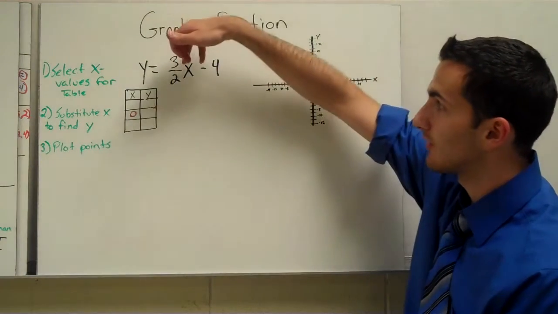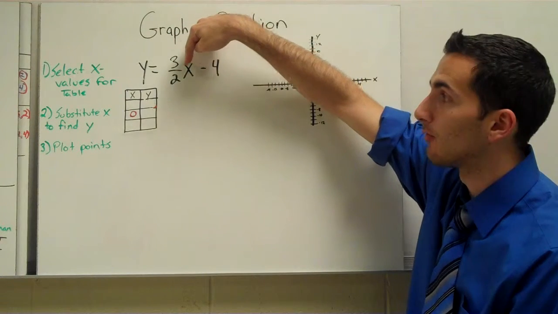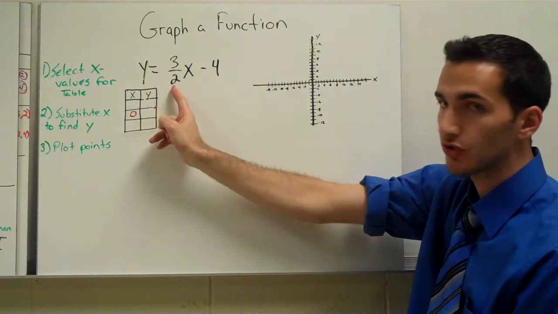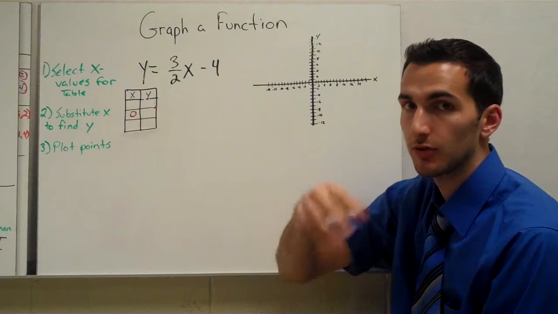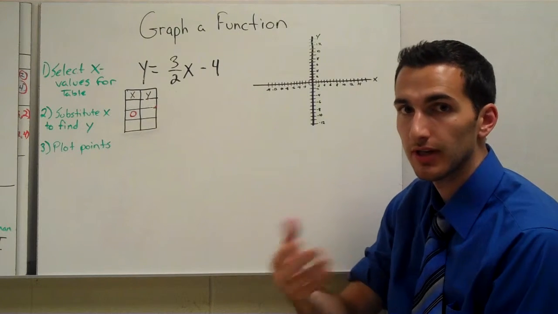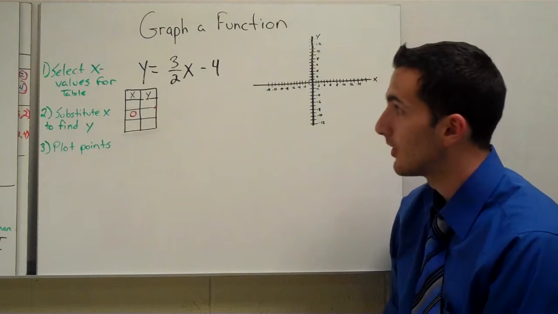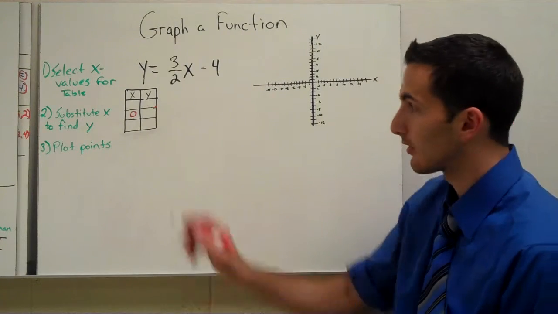The easiest way to get rid of your denominator is to always choose input values that are multiples of your denominator. Okay, so multiples of 2 are what we're looking for. So that could be 2, 4, 6, 8, 10, 12, and so on. We don't want to pick huge numbers, we want to keep it small and simple. We still want a negative one.